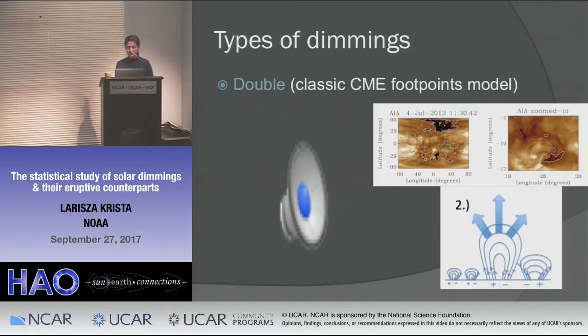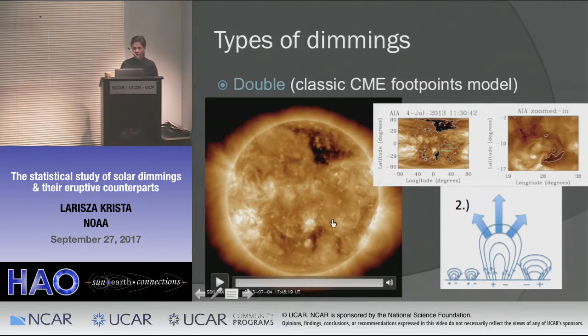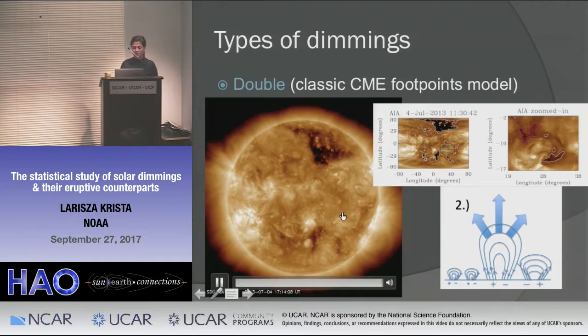So, let's talk about the types of dimmings. So when people hear about dimmings, we have the classical idea of a double dimming, 2 foot points, and here is an example. Mind you, not the best example, it's a rather faint one. So here is the movie, and you want to look around here. This is the area. I'm going to play the movie again. Here, you can see 2 faint dimmings appearing there.